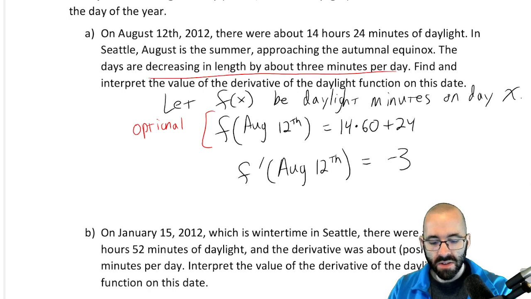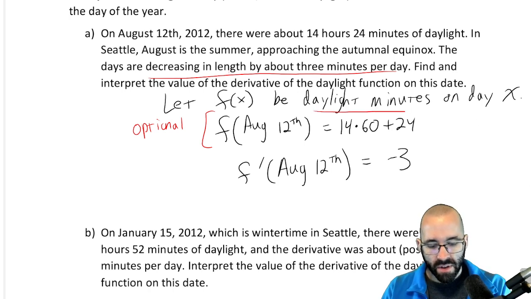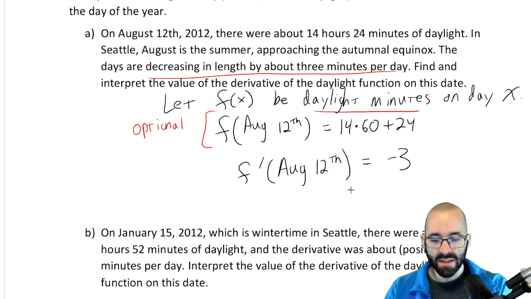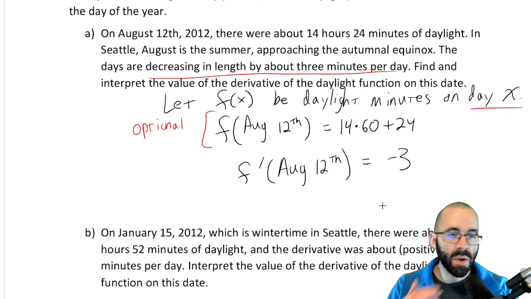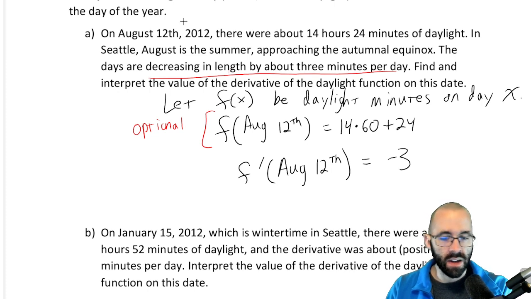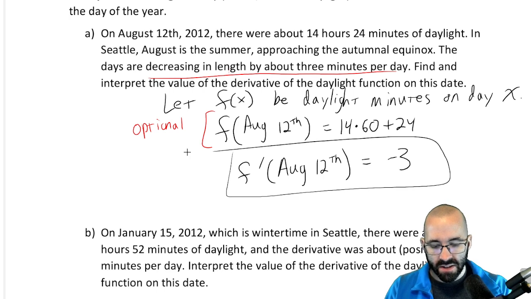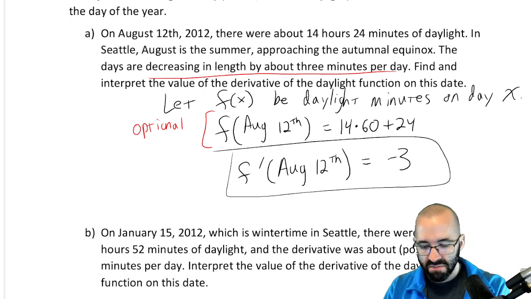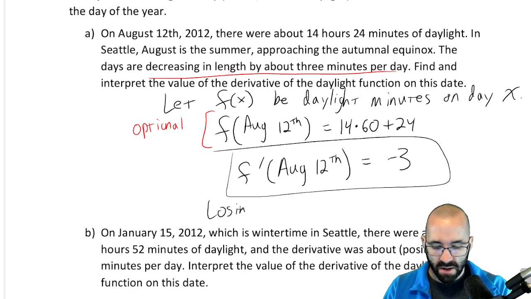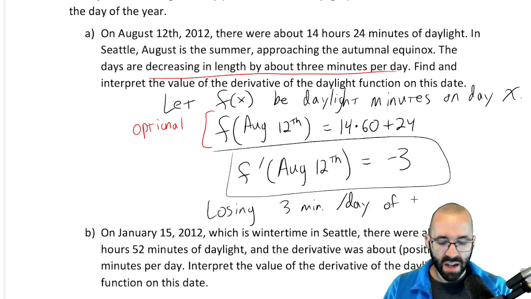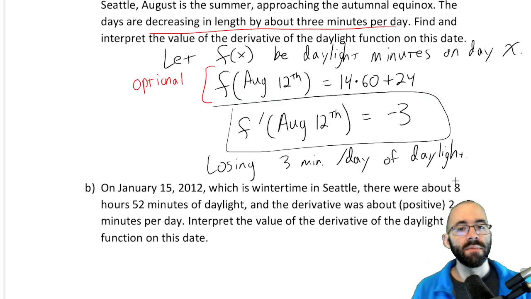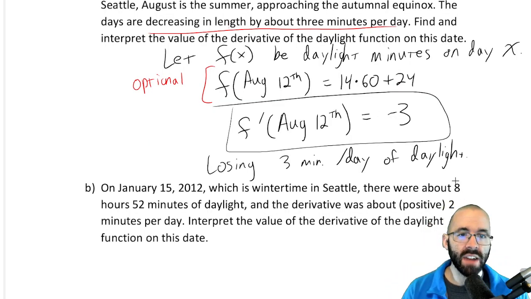What are the units of a derivative? The units of the function, daylight minutes, per units of the input, just day. We're losing 3 minutes a day of daylight. So that's the derivative. And again, our interpretation is just this red underlined part: we're losing 3 minutes per day of daylight. That's how we can incorporate this into the language and form of calculus.